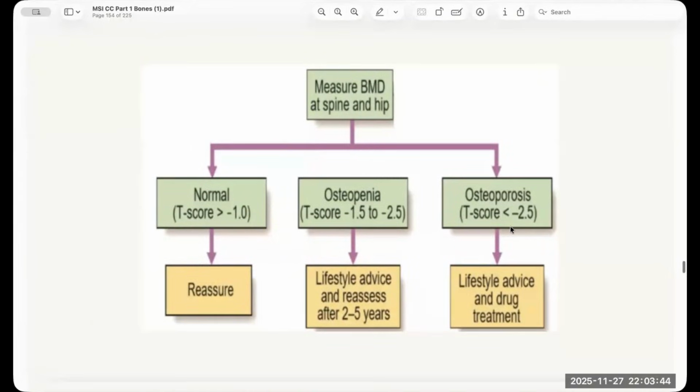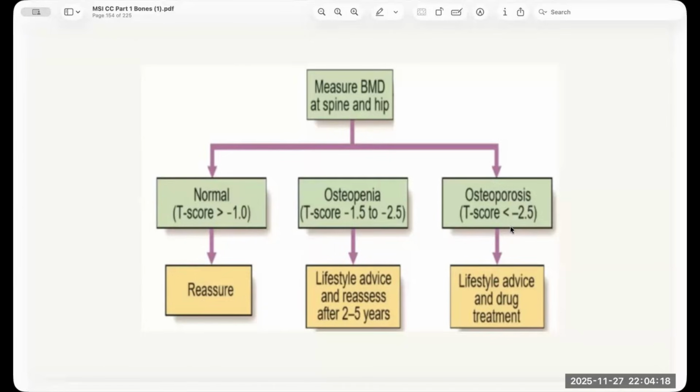This graph shows the scoring system of the DEXA scan and how it can classify different diseases. Normally, a DEXA scan would give you a T-score of more than -1. If it's more than -1, it's okay, you're reassured. If the T-score is between -1.5 and -2.5, that is the early stage of osteopenia, okay?